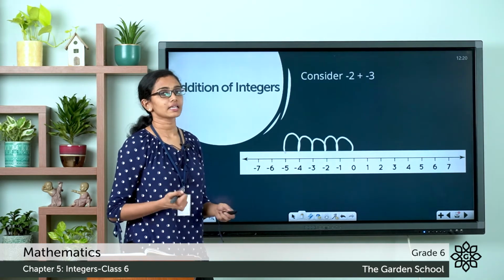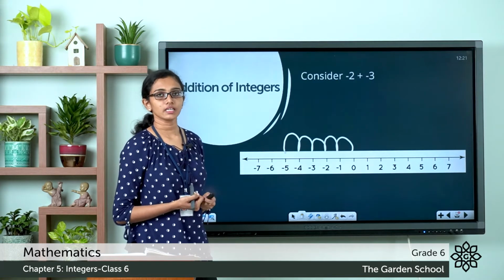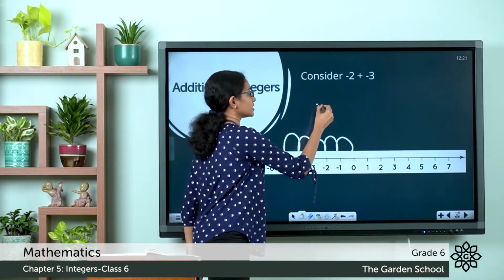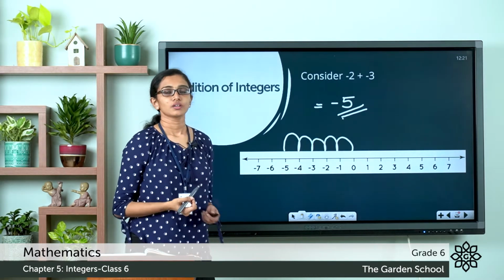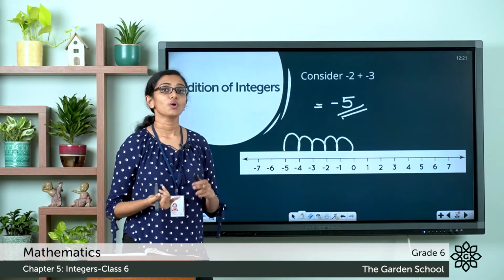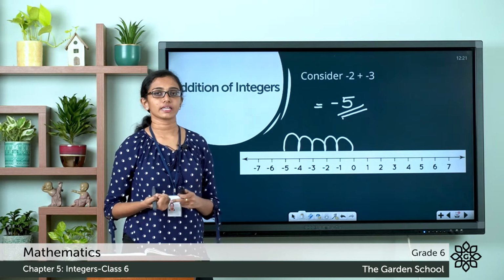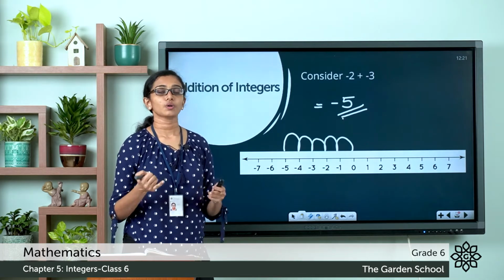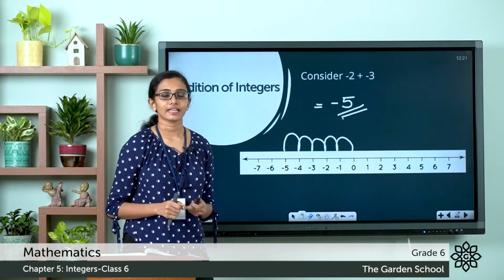So when you add the negative integers, that is when you add minus 2 and minus 3, you get the negative integer minus 5 as the sum. So when you add 2 positive integers, the result will be positive. When you add 2 negative integers, the result or the sum will be negative. Now we will see what is the case when one of the integers is positive and the other is negative.